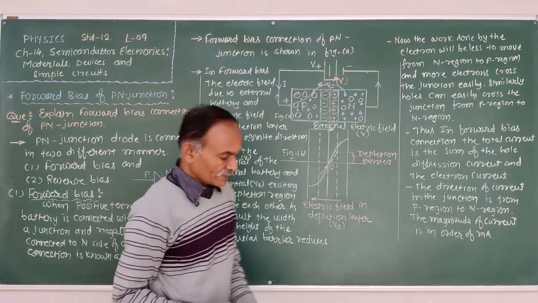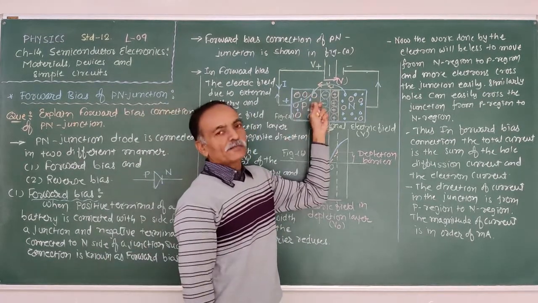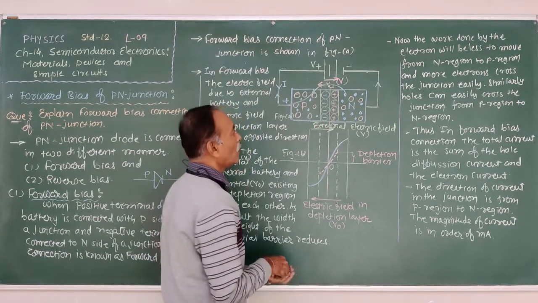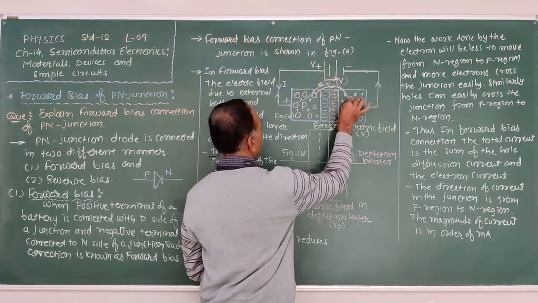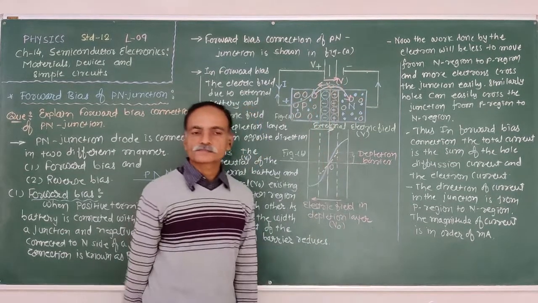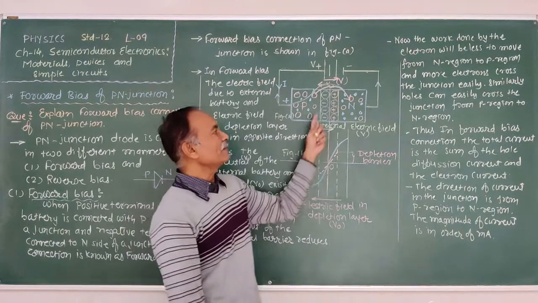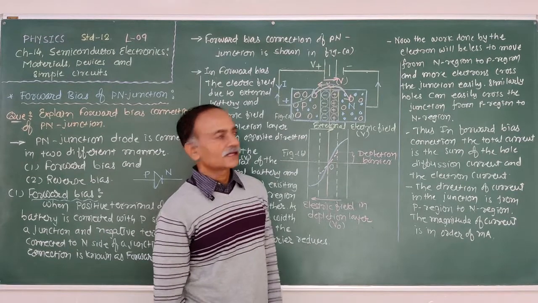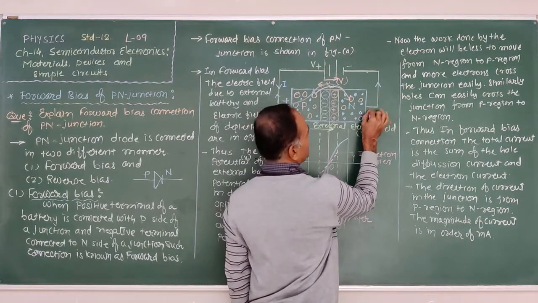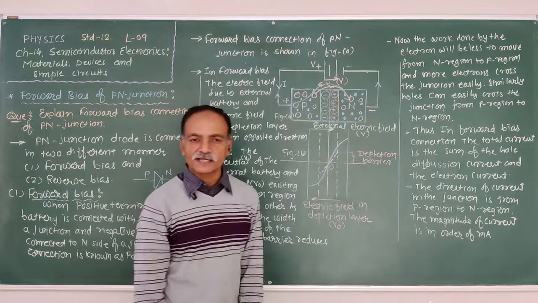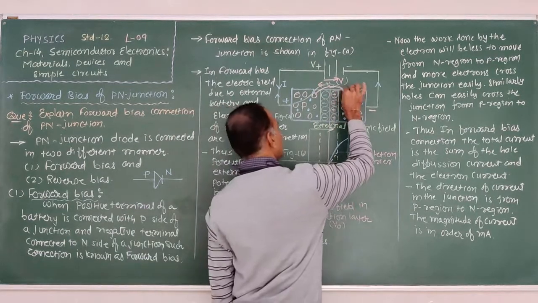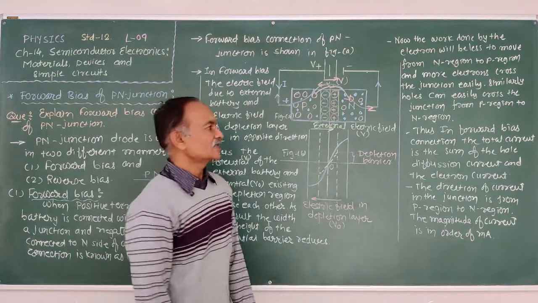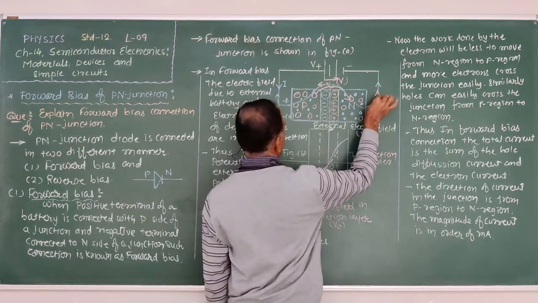In a similar way, the holes diffuse from the P region to the N region across the PN junction. So the holes are diffused from P to N. Instead of combining with the electrons in the N region, since this end of the external battery is connected to the negative terminal, these holes are attracted by the external negative terminal. So these holes pass in this direction.